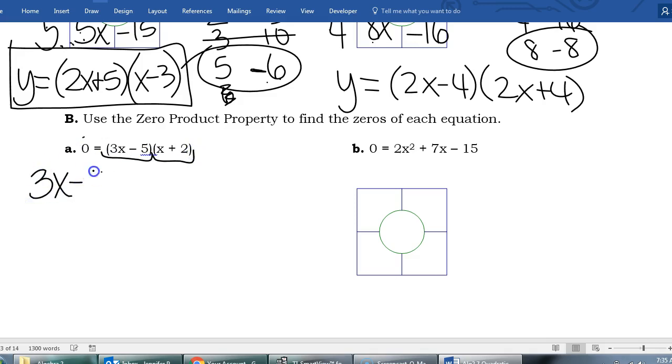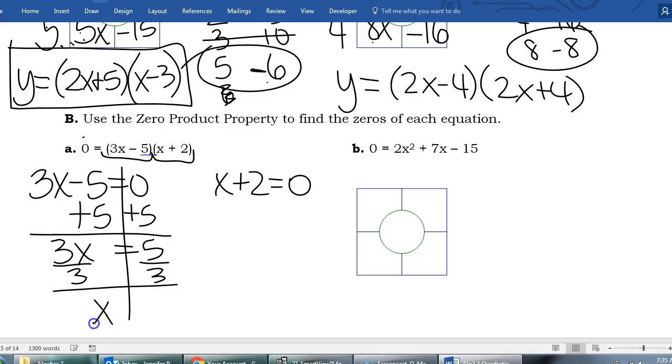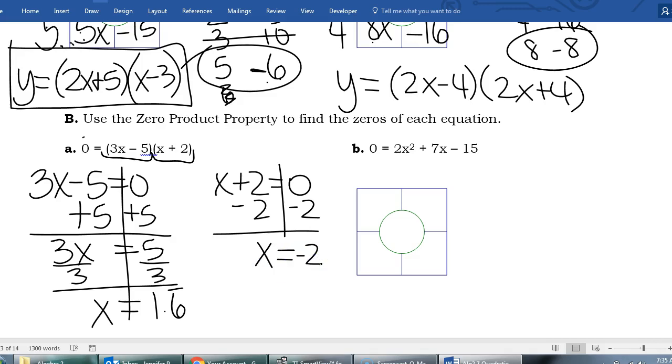So that's 3x minus 5 is 0, and x plus 2 is 0. So solving this is a standard linear equation. Add 5 to both sides, divide by 3 on both sides, and x would be, if we want to go decimal, we could say 1.6 repeating. If you wanted to leave it in fraction form, I'm okay with that too. And the next one couldn't even be easier. Take away 2 on both sides. X is negative 2. That was just a one-stepper.